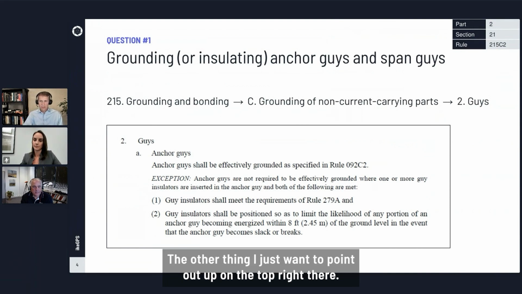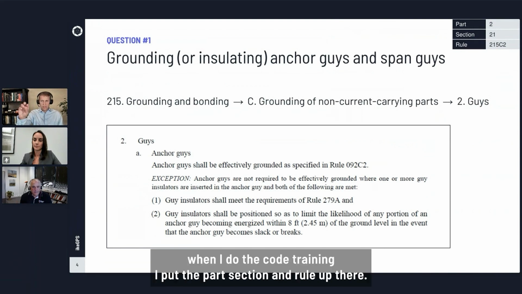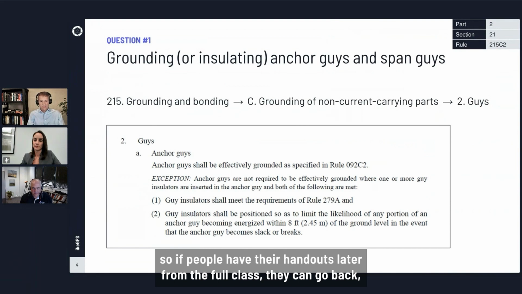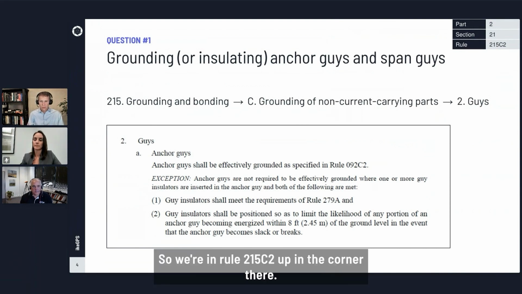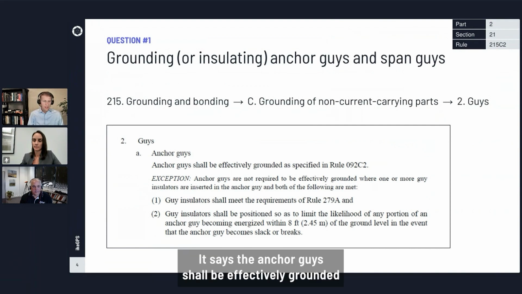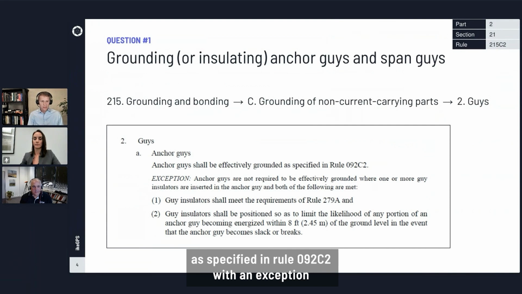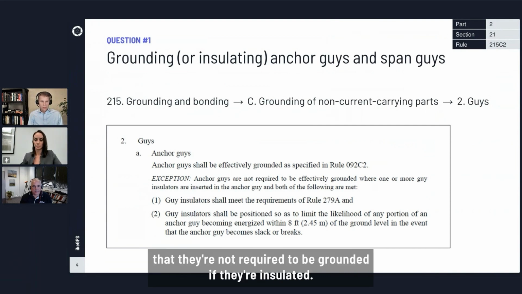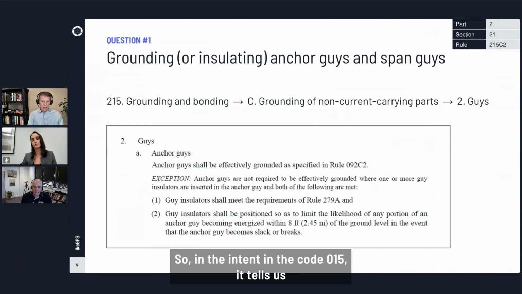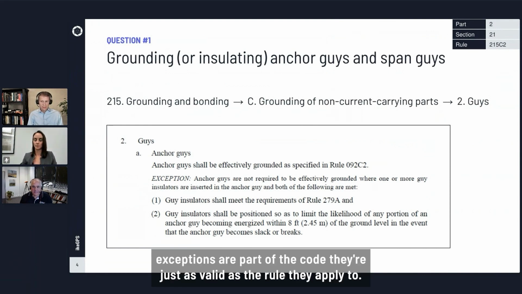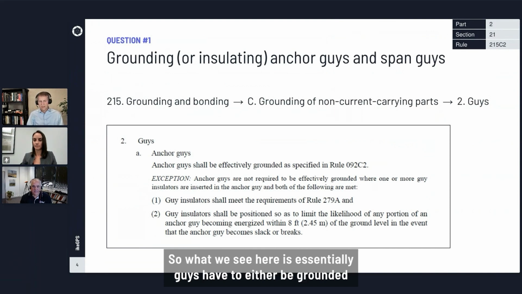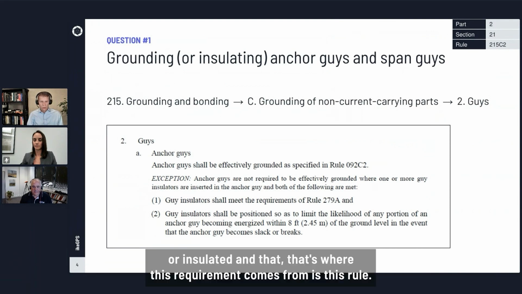The other thing I want to point out up on the top right there, in all of our presentations when I do the code training, I put the part, section, and rule up there. So if people have their handouts later from the full class, they can go back and use those as reference. We're in Rule 215C2 up in the corner there. It says the anchor guys shall be effectively grounded as specified in Rule 092C2, with an exception that they're not required to be grounded if they're insulated. In the intent in the code, Rule 015 tells us exceptions are part of the code. They're just as valid as the rule they apply to. So what we see here is essentially guys have to either be grounded or insulated, and that's where this requirement comes from.